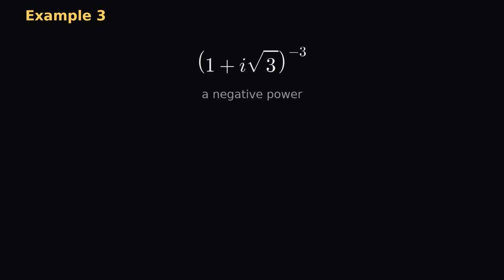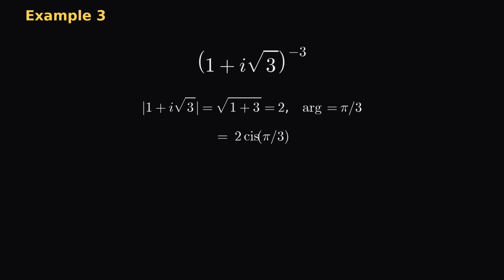Example 3, a negative power. (1 + i√3)^-3. Convert first. The modulus is the square root of 1 + 3, which is 2. The argument is π/3. So it is 2 cis π/3.